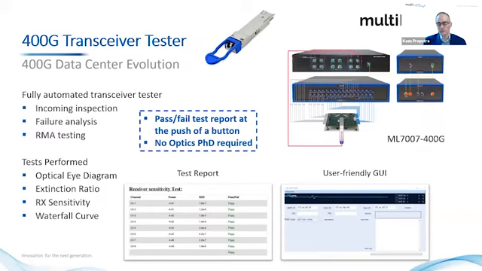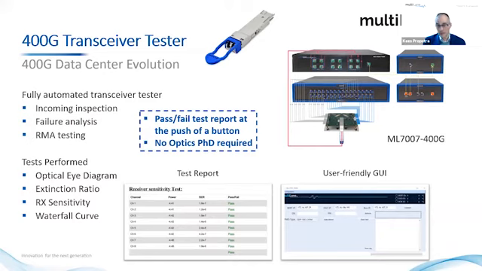So what we did to enable this kind of testing is we have a fully automated transceiver test solution. It's called ML7007. It's basically a combination of equipment like a BERT, an oscilloscope, and an optical switch box. It's all connected together. It comes with a single GUI. It's a click of the button, and you get a pass-fail test report of the optics.